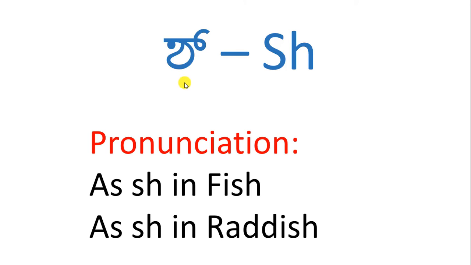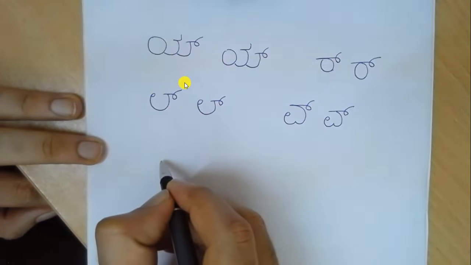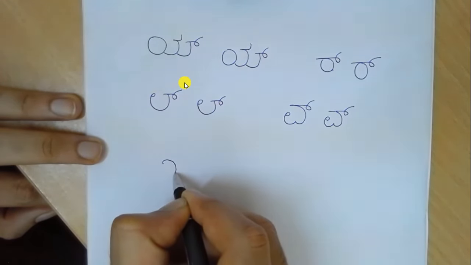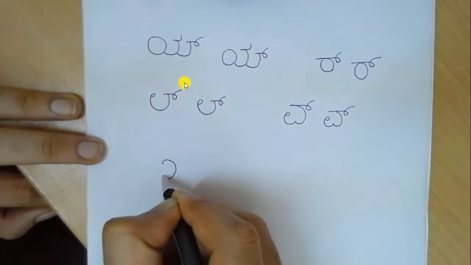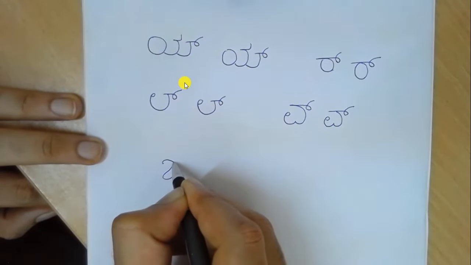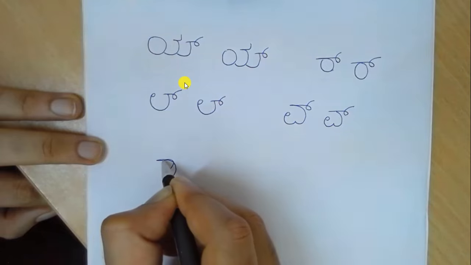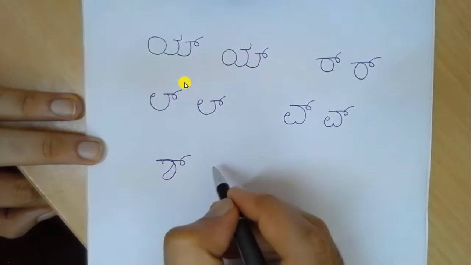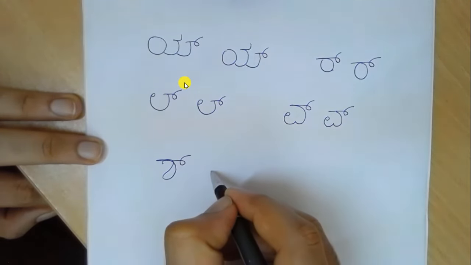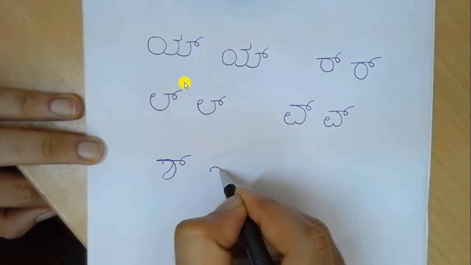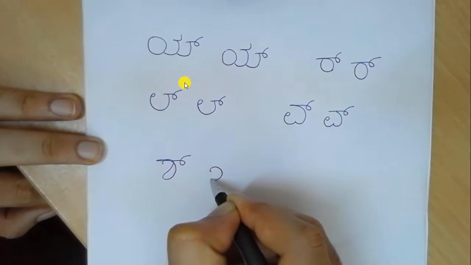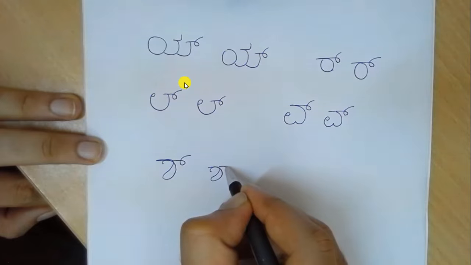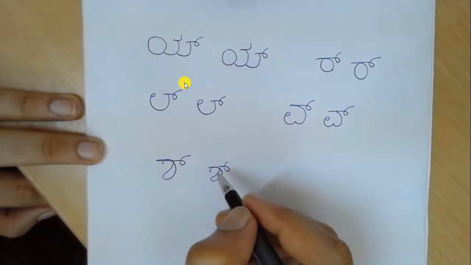Now let us see how to write it. Writing this root consonant takes a bit of practice, okay, because it has a lot of curves. Once again, horizontal line and like this. Okay, sh.